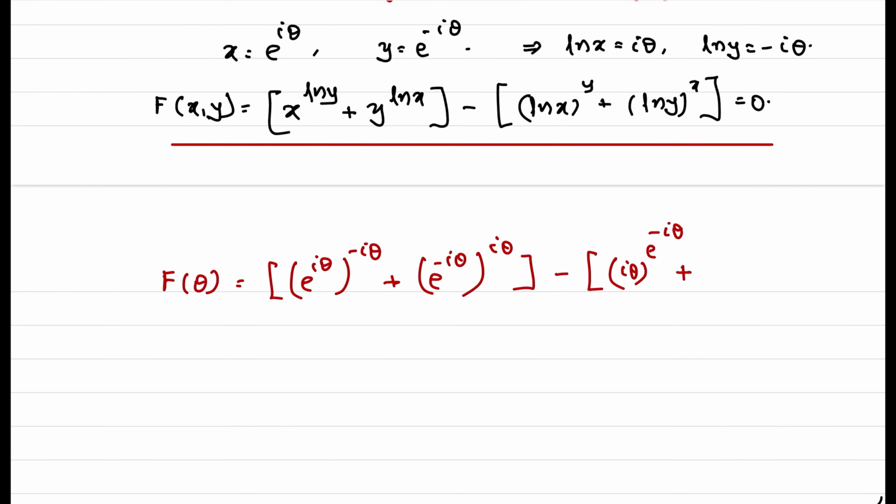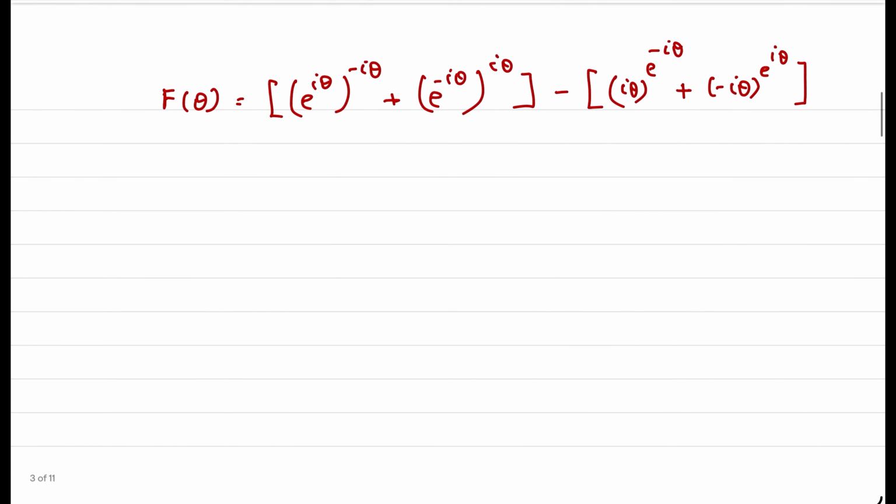Don't worry about the complexity of the equation. It will be simplified in a few more steps. You will understand the logic. You understand the concepts and procedure. What is ln y? Minus i theta. What is x? To the power of x means to the power of e to the power of i theta. That means I have to solve for f(theta) equal to 0, so that I will get the value of theta, then I will put it in x and y, so that I will get the value of x and y.